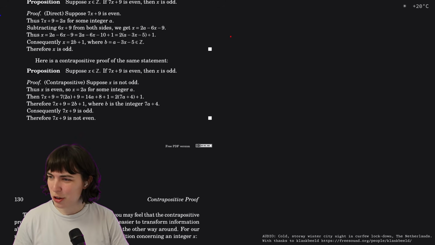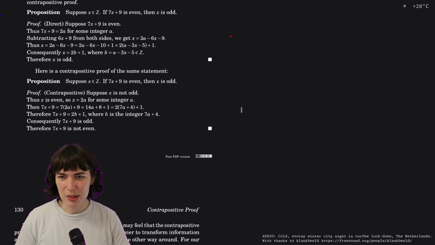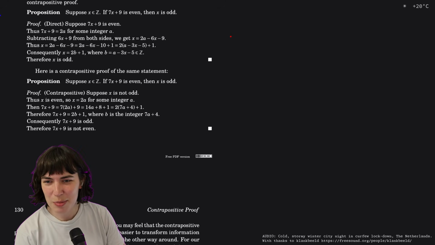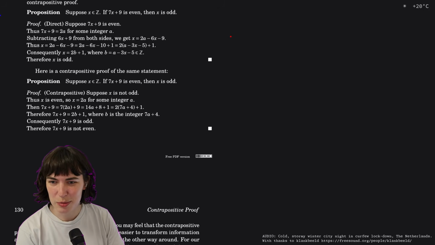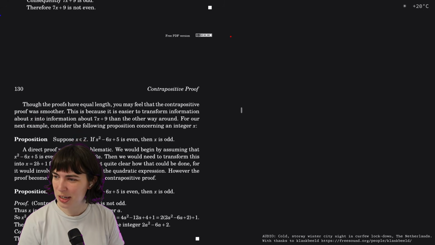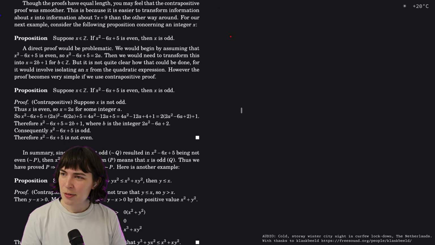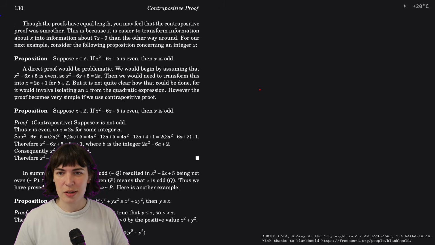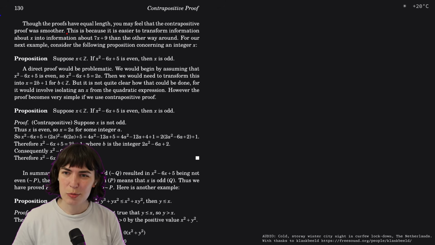So do we think the contrapositive version is better? Was it smoother? Maybe. I guess I just know the direct proof, so it doesn't seem that different to me, but maybe it is. Maybe I'll find that I love it. Maybe it'll be my favorite proving technique. Okay, we've got another one. Alright, so you may feel the contrapositive proof is smoother. This is because it is easier to transform information about x into information about 7x plus 9 than the other way round.